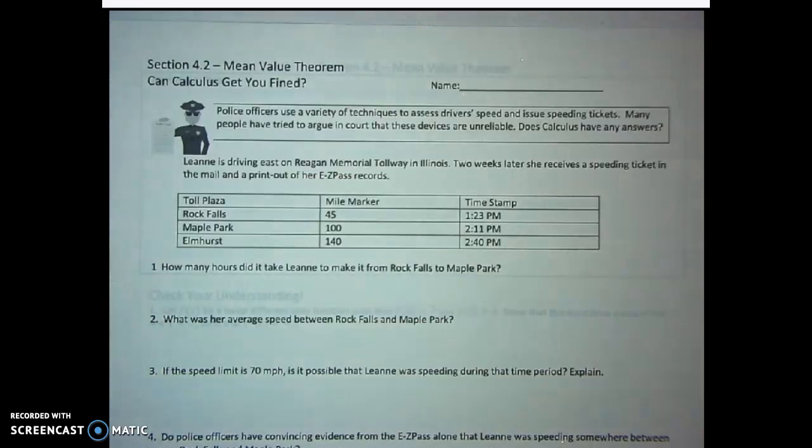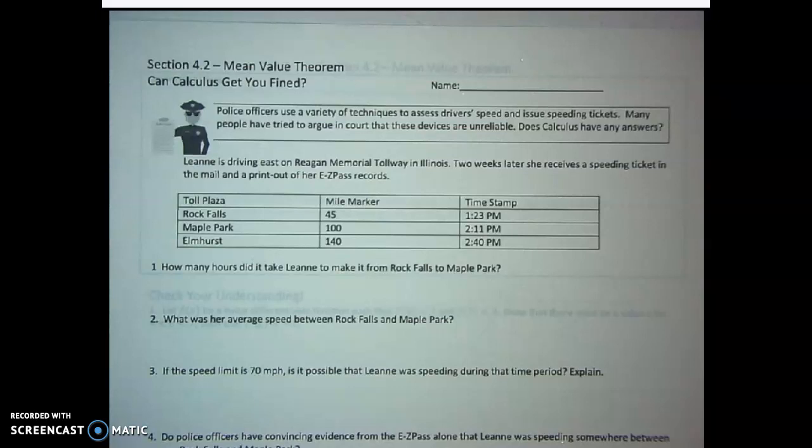Mean value theorem. Police officers use a variety of techniques to assess drivers' speed and issue speeding tickets. Many people have tried to argue in court that these devices are unreliable. Does calculus have any answers for this? Leanne is driving east on Reagan Memorial Tollway in Illinois.